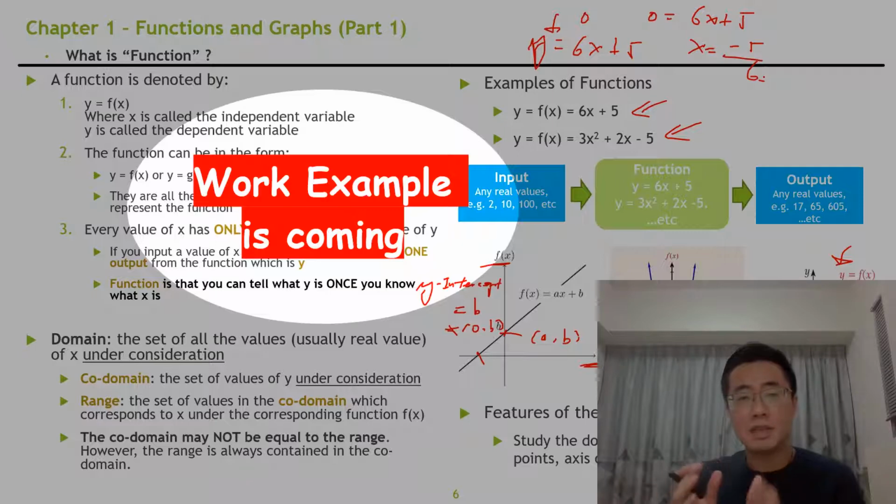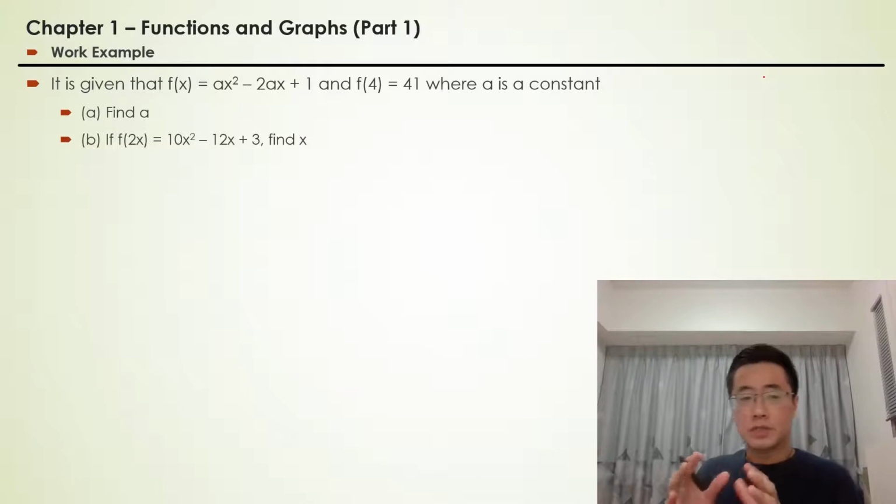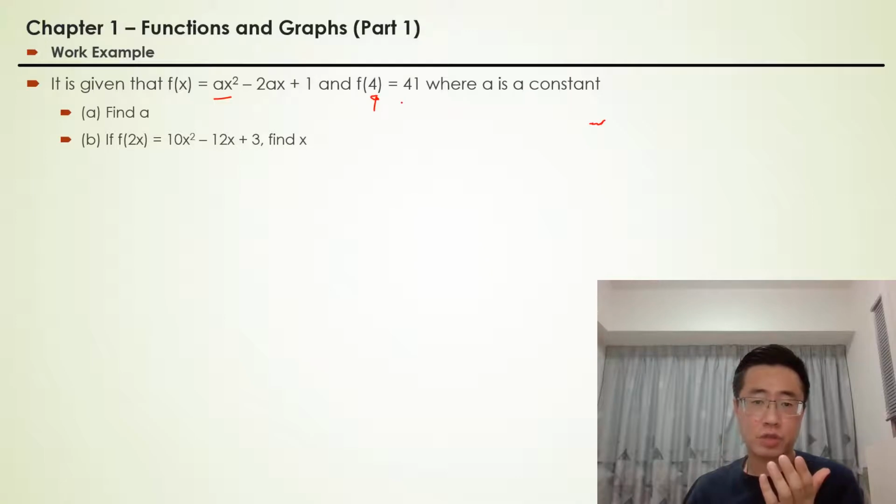Now, let's take a look at the following worked examples about functions. For this question, it is given a function called f(x) equals ax to the power 2 minus 2ax plus 1. This is a quadratic function, and it also gives you additional information about a particular input value for x, which is 4, and the corresponding output, which is 41 here. Where a is just a constant and x is the variable. So the first part of the question is asking us to find the value of a.